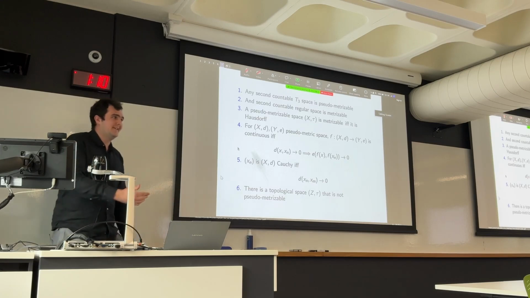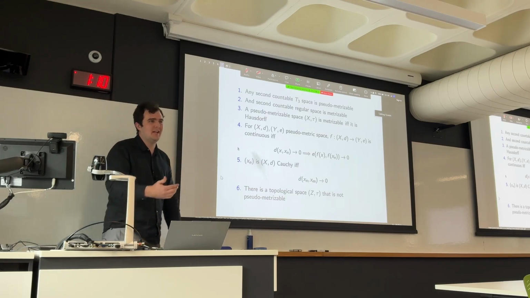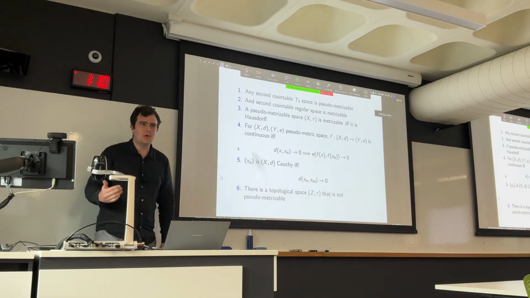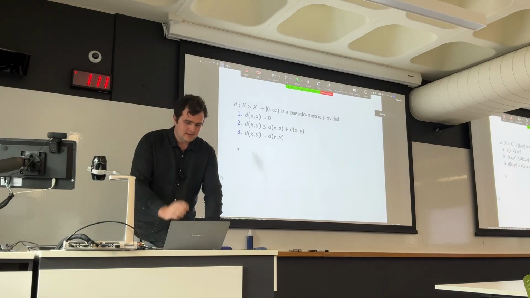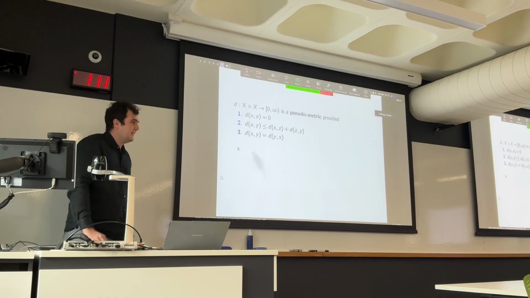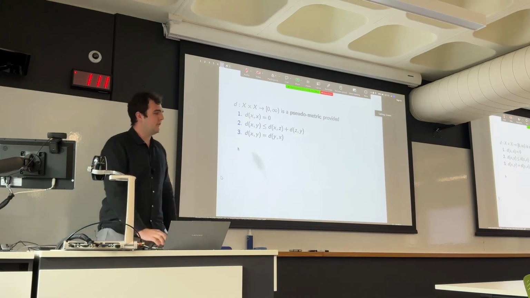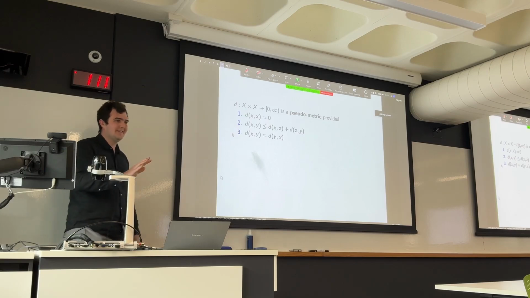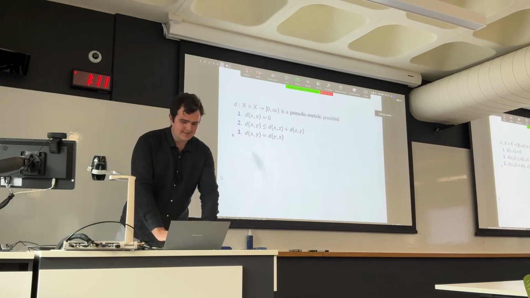But here we're not done, right? There are topological spaces that are not pseudometrizable. Just by deleting Hausdorff, deleting that axiom 4, we have not gained all topological spaces. So we can just go through the next axioms. We've got axiom 3 here, which is some sort of symmetry. And not all spaces satisfy this.